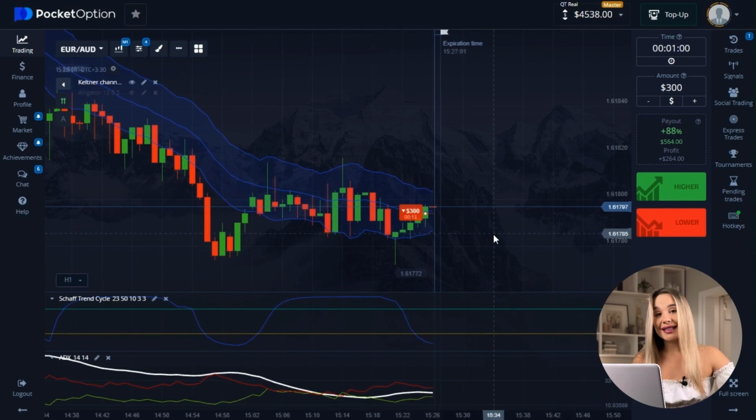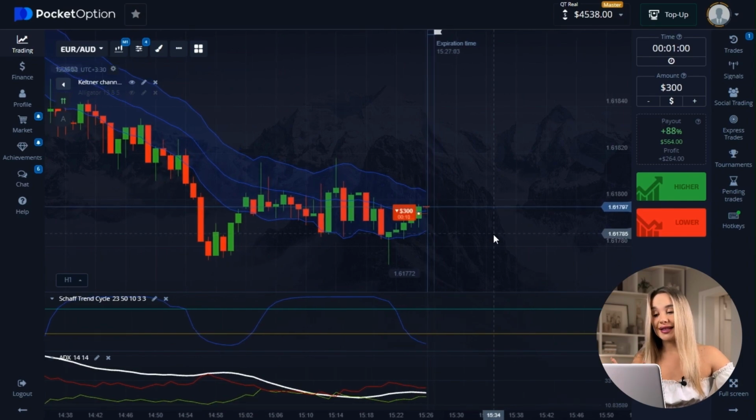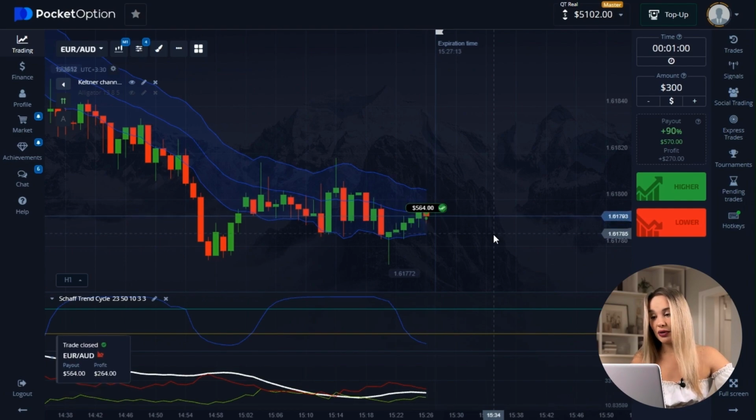While we wait, let's talk more about the Schaff trend cycle. Its main perk is the lack of a common issue with many oscillators, false signals. Just getting started, but I have to interrupt. Guys, our first trade today closed in the green, so we made $264 on it, so let's keep going.